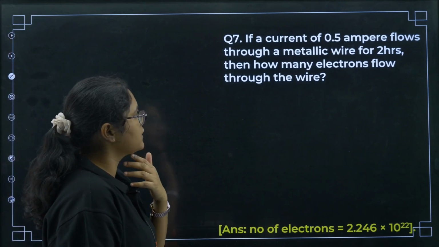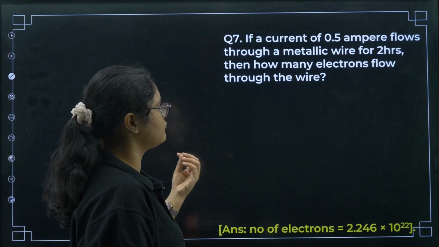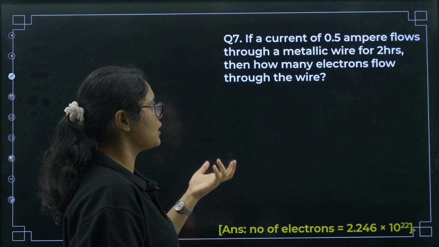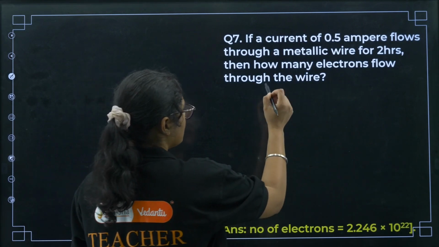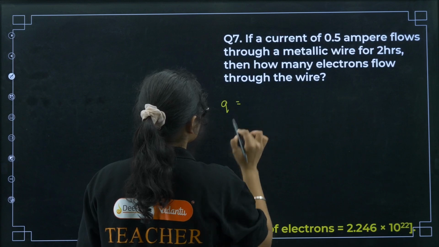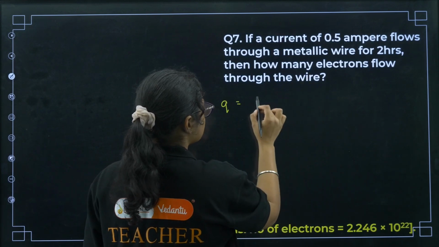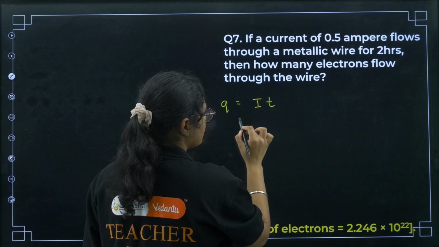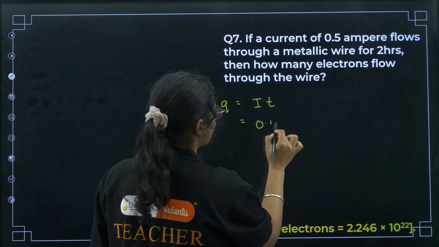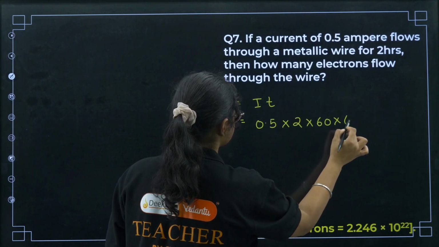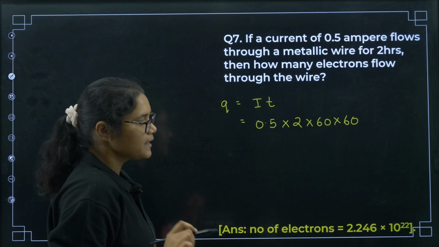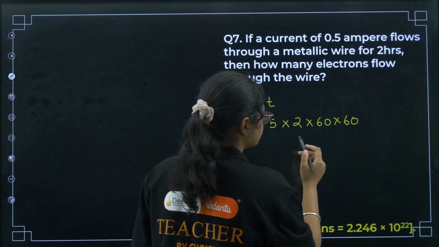Next, if a current of 0.5 ampere flows through a metallic wire for 2 hours, how many electrons will flow through the wire? So we know that Q is equal to I into T. Current is 0.5 ampere and time is 2 hours, that means 60 minutes, that means 60 seconds each. So I can solve this.